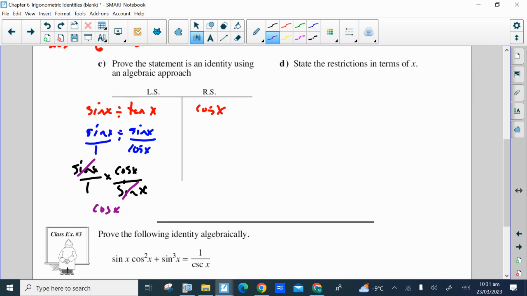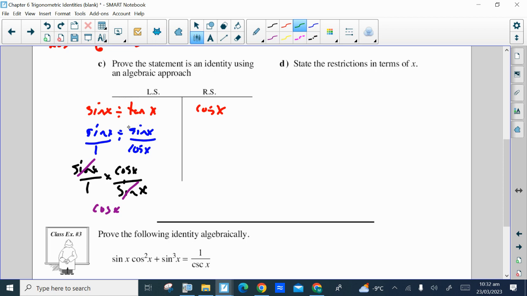We've shown then that the statement is actually an identity for all values of the variable except the non-permissive ones. Now, in this case here, our non-permissive values will come from the left side. The right side is just cosine x. There's no denominator there. But the left side has a denominator of tangent of x, right? We've got sine x divided by tangent. And the tangent is sine over cos.